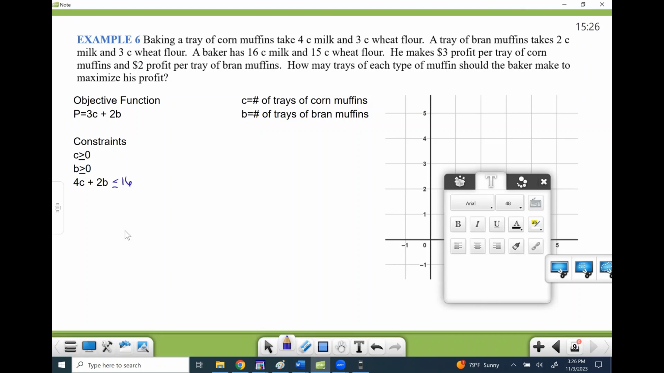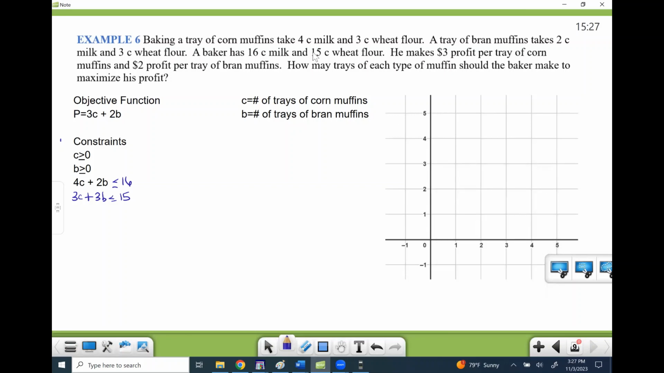All right, let's read the next part. So the next part is that there's 15 cups of wheat flour total, okay? And we know that the corn muffins take 3. So we're going to have 3C plus 3 cups of wheat flour for the bran muffins also. And this has to be less than or equal to 15 because we only have 15 cups of wheat flour total. All right, you guys. So those are all of our constraints that we're going to get from this.